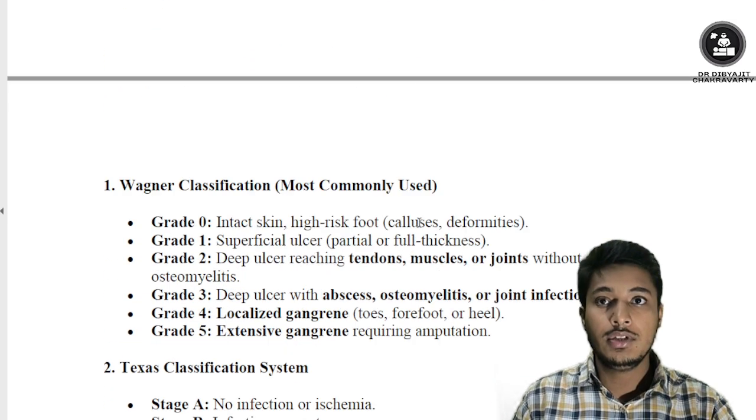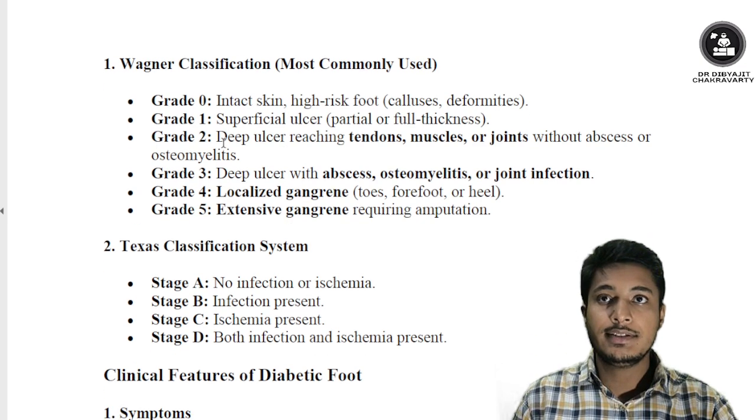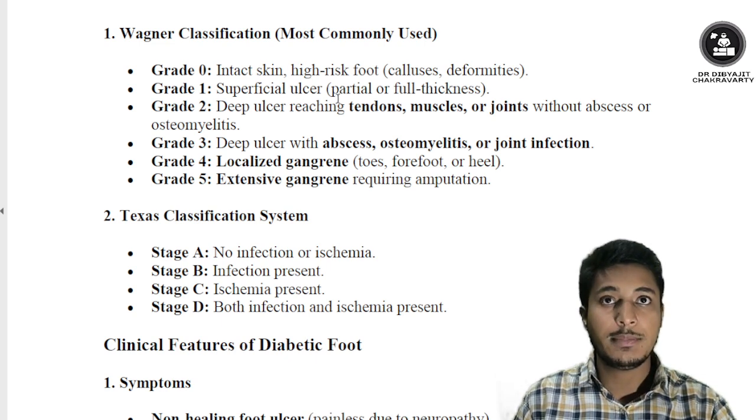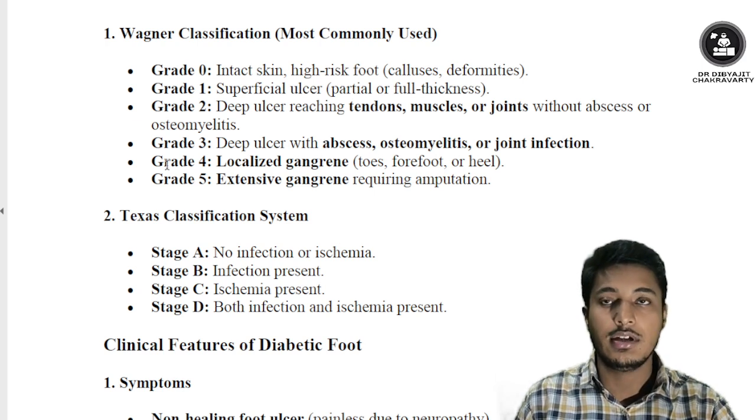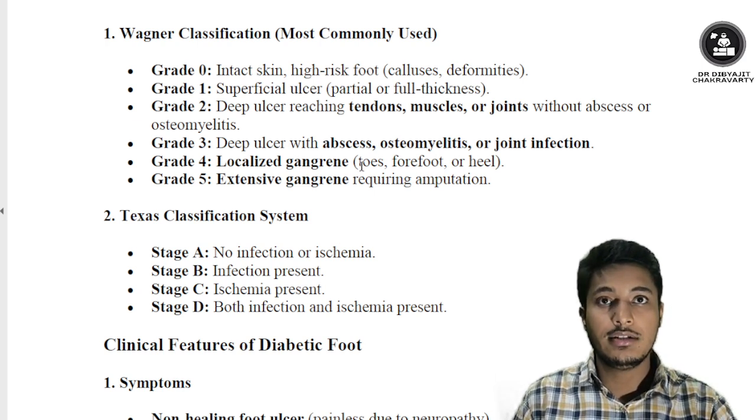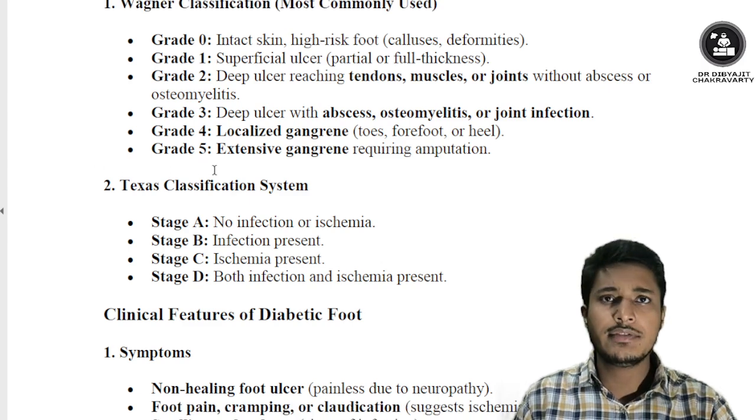Classification of the foot ulcers. This is named as Wagner's classification. Grade 0 being intact skin, high risk foot, calluses and deformities. Grade 1, superficial ulcer, that is partial or full thickness ulcers. Grade 2, deep ulcers involving tendons, muscles or joints without abscess or osteomyelitis. Grade 3 being deep ulcers with abscesses and osteomyelitis or joint infection. Grade 4 being localized gangrene of the toe, forefoot or heel. Grade 5, extensive gangrene requiring amputation of the affected limb.